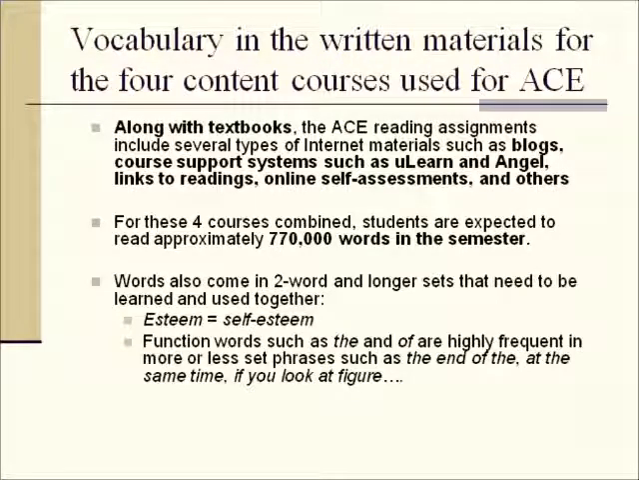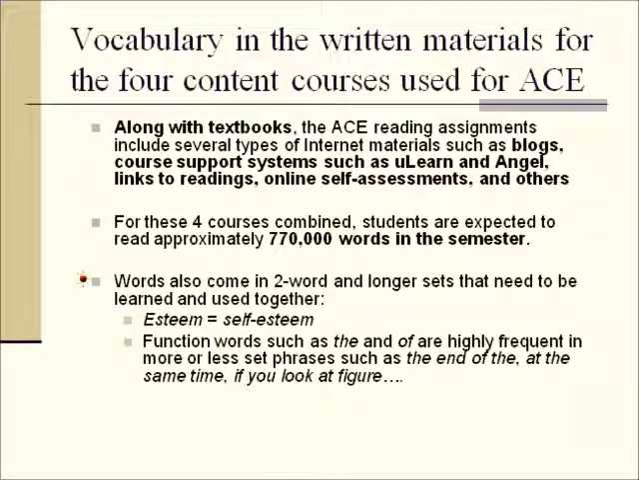Along with textbooks, the ACE reading assignments include a lot of other things: blogs, course support systems, things that the teachers have put on Angel and ULearn, links to readings, online self-assessments. So students are reading a lot of materials. For the 4 courses, they read approximately 770,000 words in the semester. That is, in one academic term, the students are expected by their teachers to have read 770,000 words. Words come in 2-word or longer sets, so they need to be learned together.